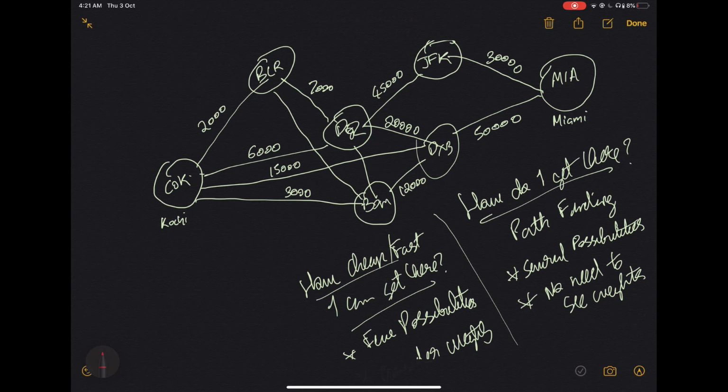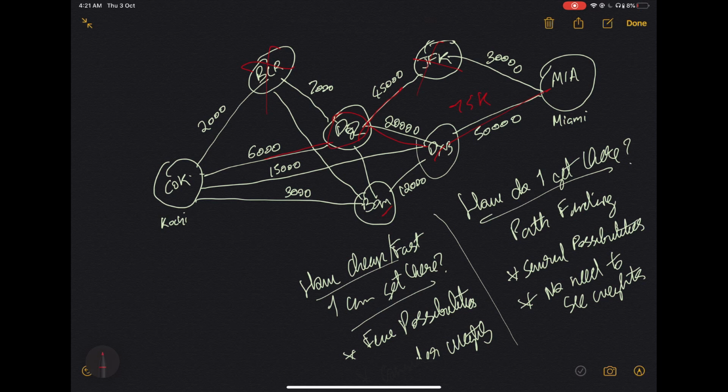I don't think Bangalore will take us any cheaper because it's finally leading to Bombay or Delhi. So we can rule out that possibility. We can now see which one of Delhi, Dubai, or Bombay will take us cheaper to Miami. So let's consider Delhi. Then it's about 6,000 to reach Delhi, then 45,000. I don't think JFK is going to be cheaper. Let's go to Dubai and then reach Miami. It's going to cost 75K for that.